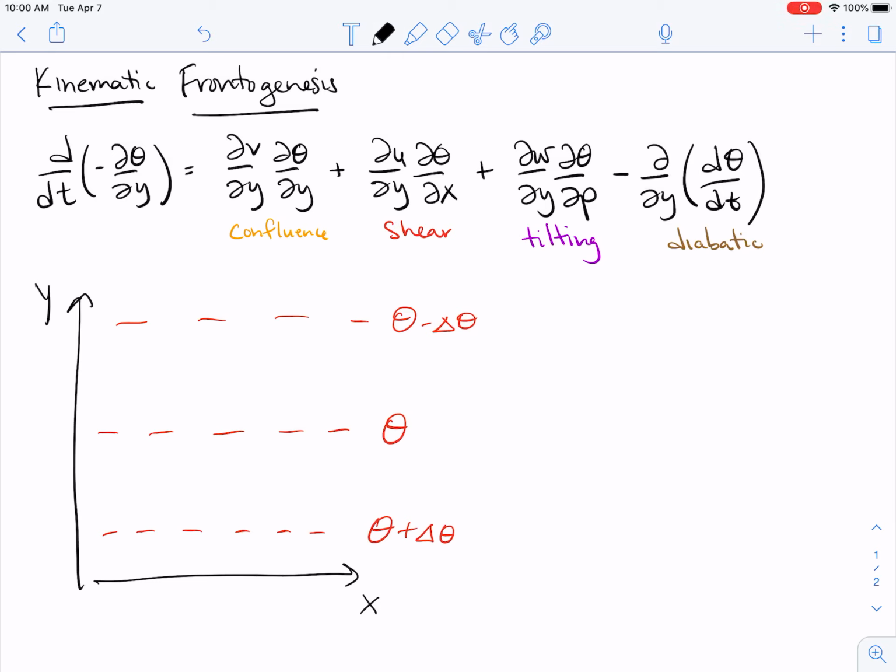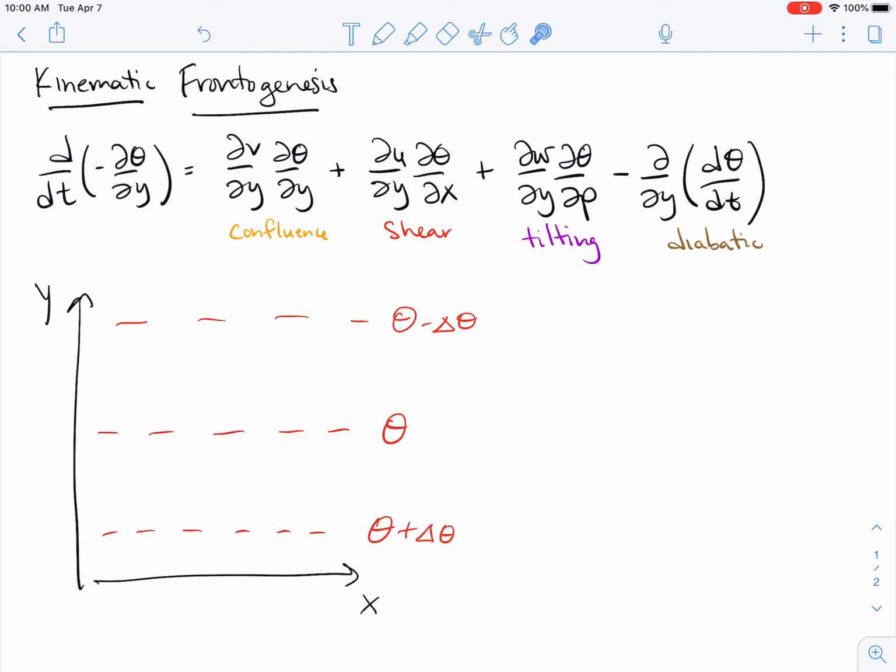In this video, we're going to investigate the different terms from the kinematic frontogenesis equation in one dimension to illustrate how we can change the magnitude of our temperature gradient by these kinematic processes. I've started here with us having rewritten out the kinematic frontogenesis equation in one dimension with our four different terms of confluence, shear, tilting, and diabatic.